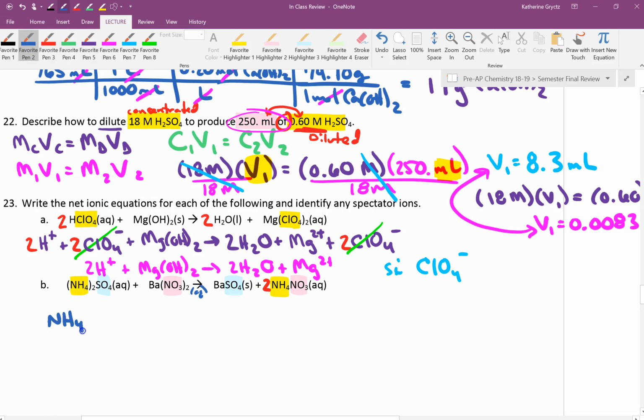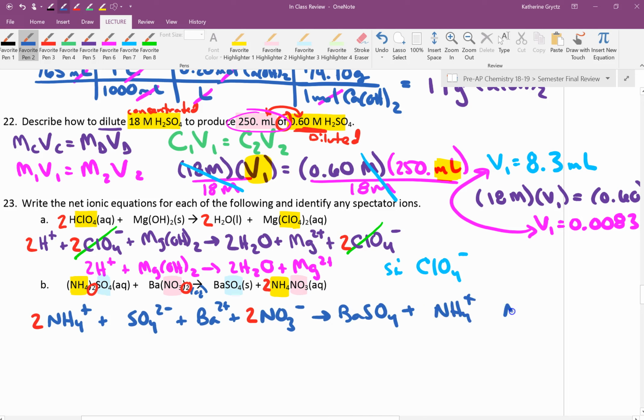So I've got NH4 plus and SO4 negative on the left side. But because of this little 2 subscript, I'm going to have to give 2 NH4 pluses. Okay, then I've got Ba2 plus and NO3 negative with barium nitrate. But this little 2 says I've got to have 2 nitrates. Okay, and then I hit my yield. Solid BaSO4, I do not touch. Okay, and then ammonium nitrate, it's aq. I'm going to split it up so I get NH4 plus and NO3 negative. Okay, that 2 out front goes to both of them.